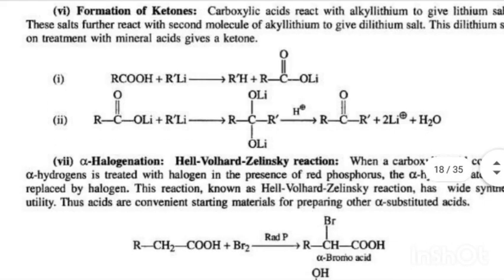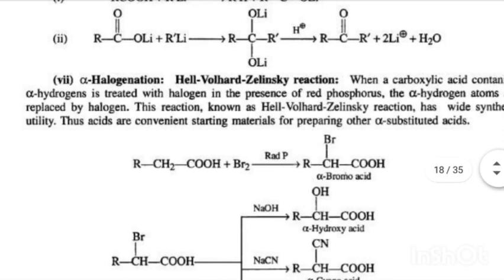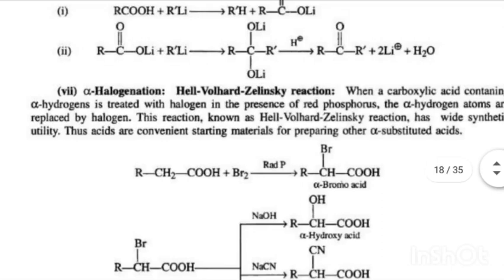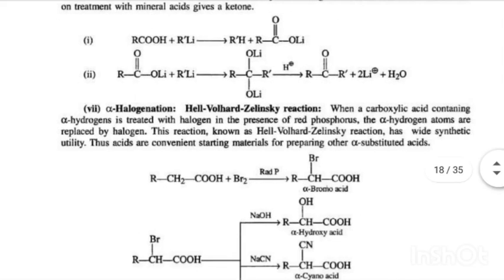And the seventh reaction of carboxylic acid is alpha halogenation. The alpha halogenation reaction was discovered by three scientists, Hell, Volhard and Zelinsky. Hence the reaction is called the Hell-Volhard-Zelinsky reaction. In this reaction, when a carboxylic acid containing alpha hydrogens is treated with halogens in the presence of red phosphorus, the alpha hydrogen atom is replaced by halogen.